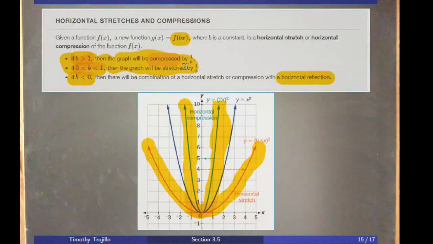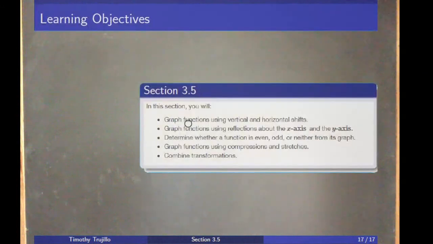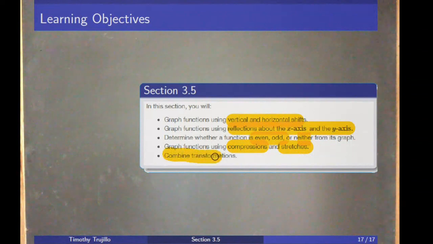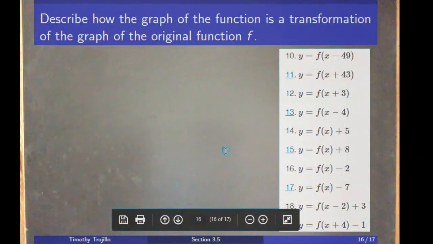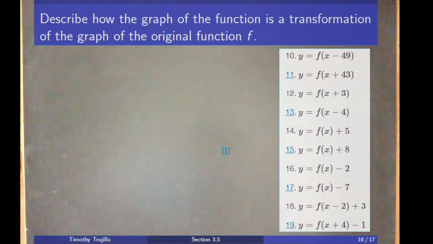Okay, so that is all of it for our learning objectives, right? So vertical, horizontal shifts, reflections across the x and the y-axis and how those work, the idea of even, odd, and the concept that it could be neither. We just talked about compressions and stretches. There's only a couple of questions in Edfinity on those, but not as important as these other topics. And then we did a lot of combinations, right, of all of this sort of stuff going on together. Let's just end the class with a few examples.